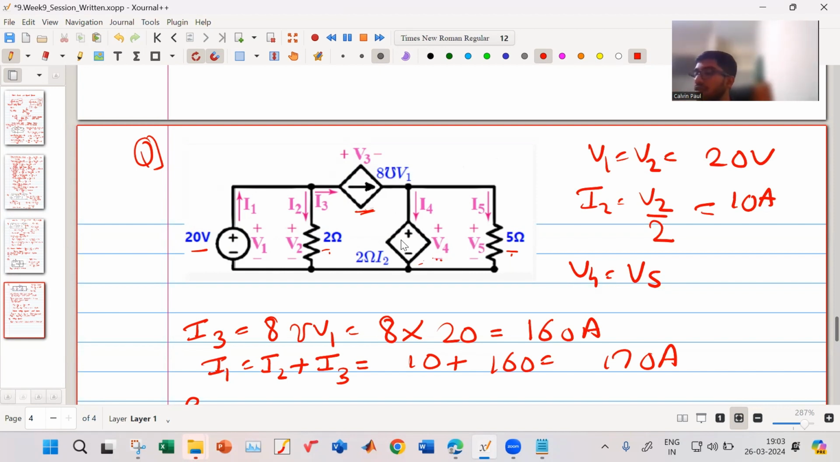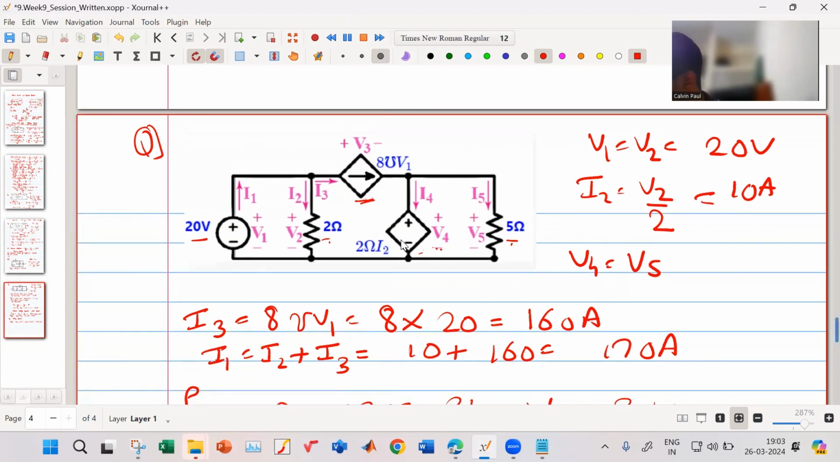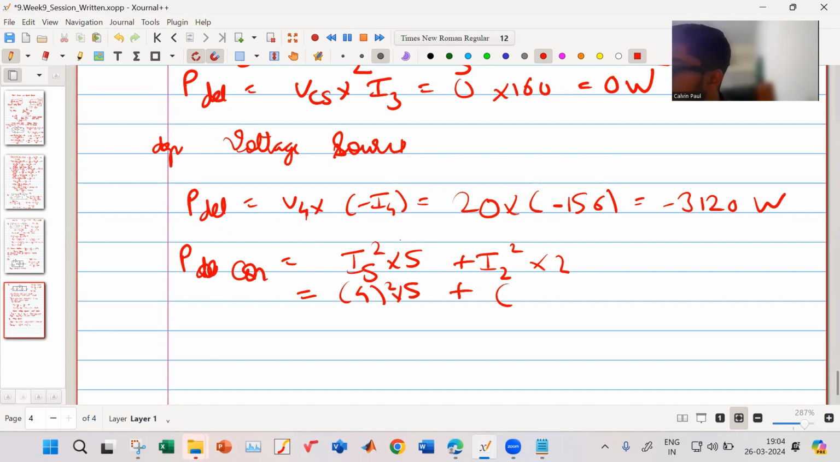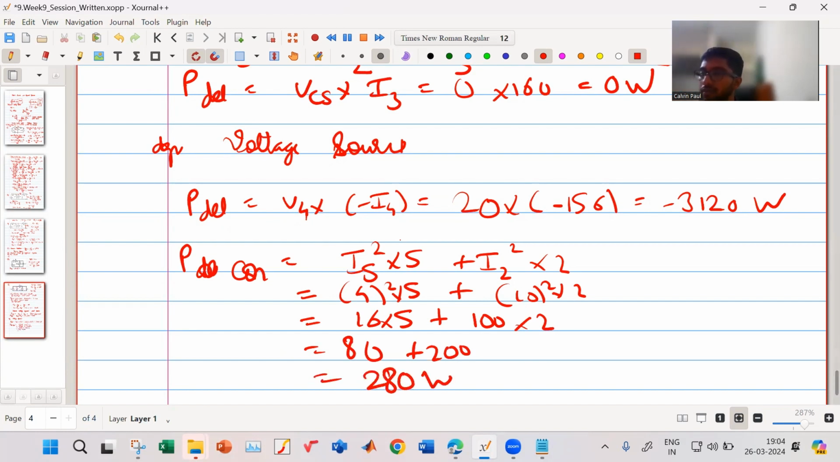That is one way. The simple way is V multiplied by I, since we know all current and voltage values. So power consumed by the resistors is I5 square into 5 plus I2 square into 2. I5 is 4, so 4 square into 5, and I2 square is 10 square into 2. So this is 16 into 5 plus 100 into 2, that is 80 plus 200, equal to 280 watt. Any queries in this?